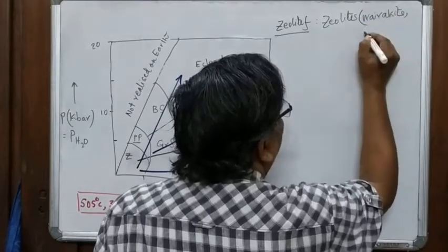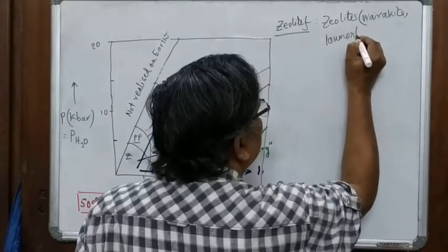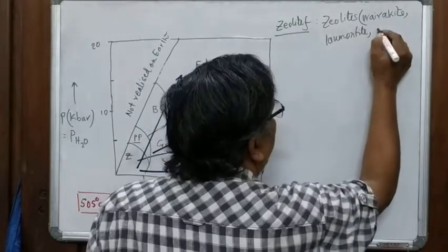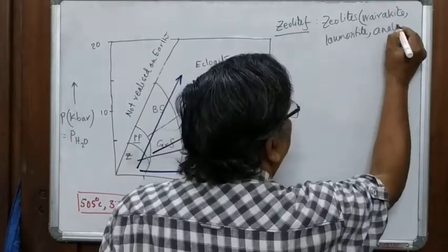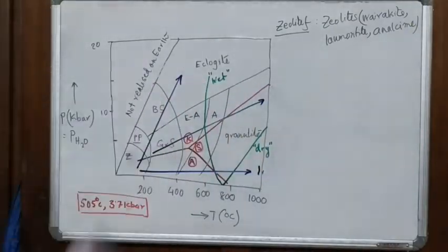You read up the formula. Laumontite. There are several others. It's no use writing the whole name. And then you have analcime. These are some of the characteristic minerals of the zeolite phases.